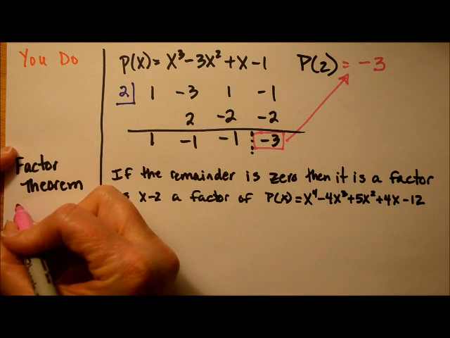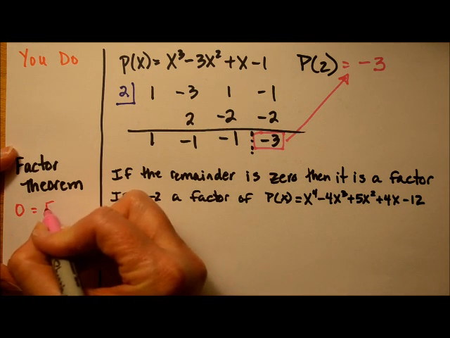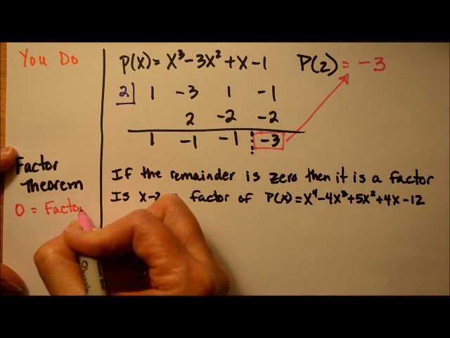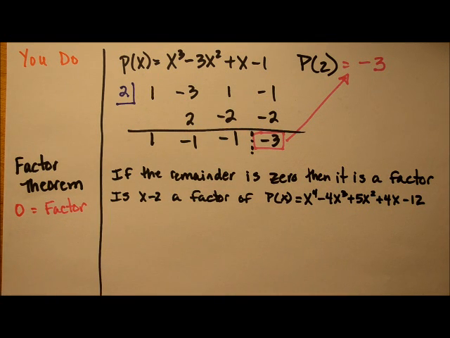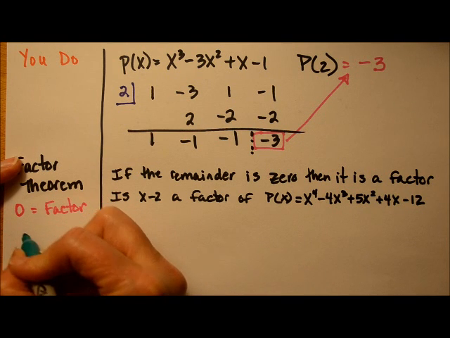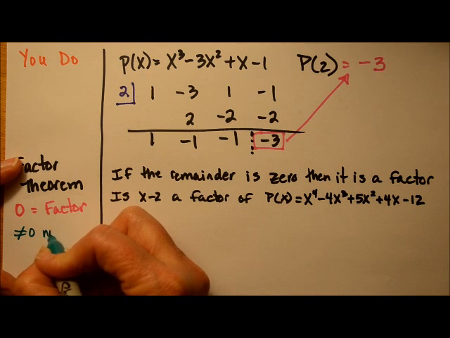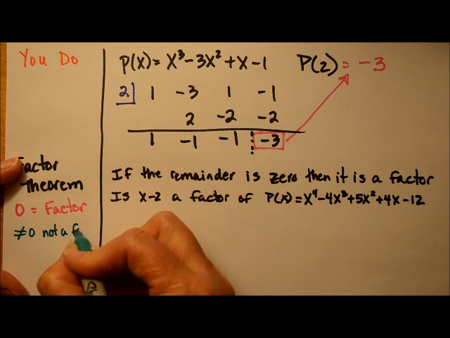So 0 equals factor. Okay. Not 0. Here, I'll give you that one. Not equal to 0. Not a factor.